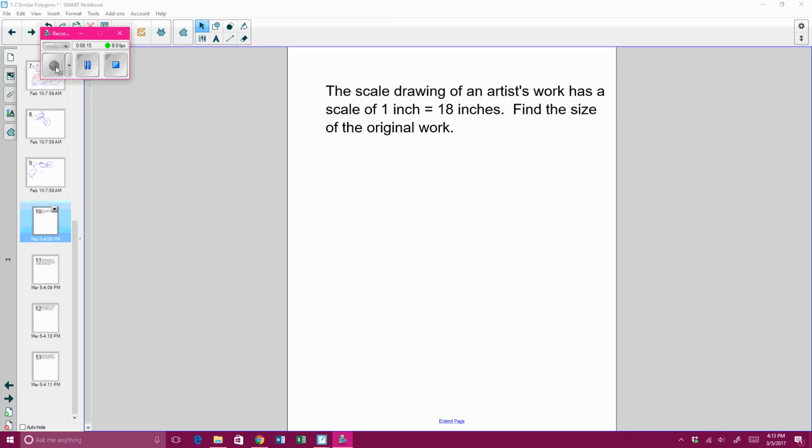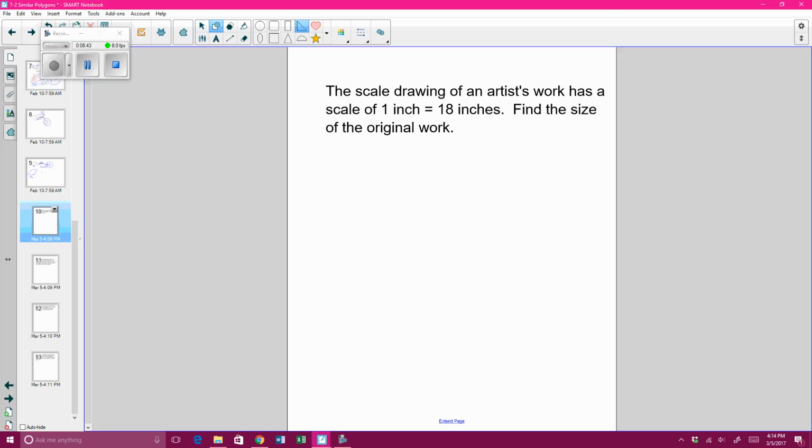Next, let's talk about some scale drawings or scale models. And we're always going to set this up using the real life to the scale. So let's say the scale drawing of an artist's work has a scale of 1 inch equals 18 inches. So in the original diagram, whatever was 18 inches long is now going to be represented with 1 inch.